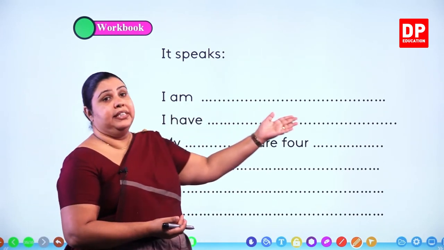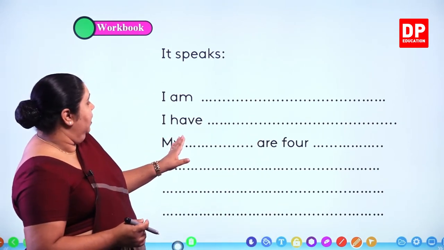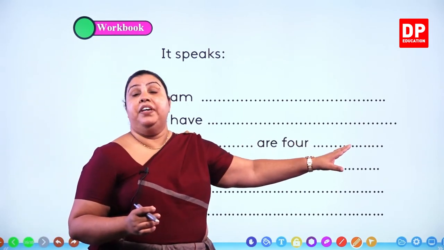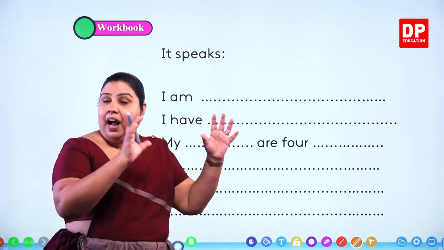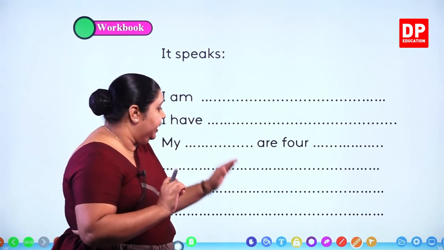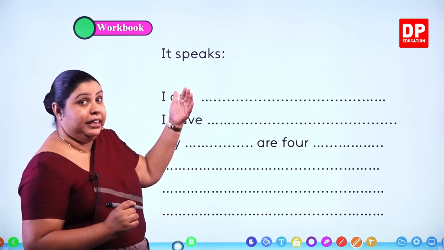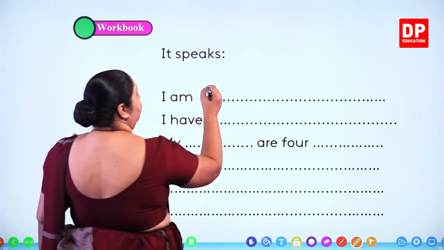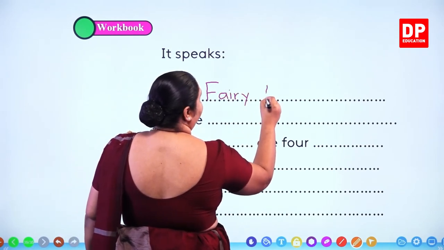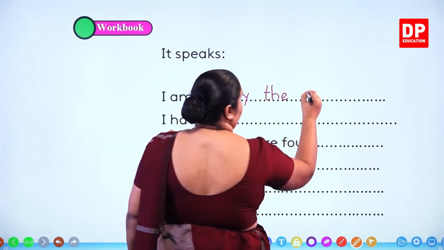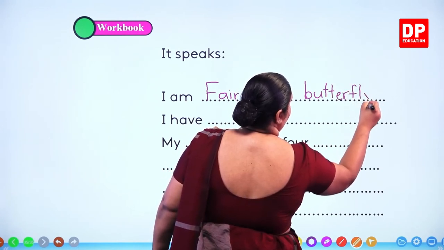I have, and then you can say I have, I will say I have four wings. Then I will say my blank are four, my wings are four triangles. So we can give the details of our animal, the picture that we have made, and we can complete this little sentence. So I will start like this. I am, now the little butterfly is the one who is speaking, okay? I am Fairy, the butterfly.